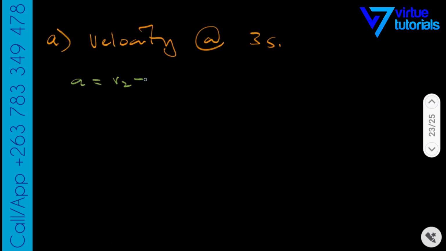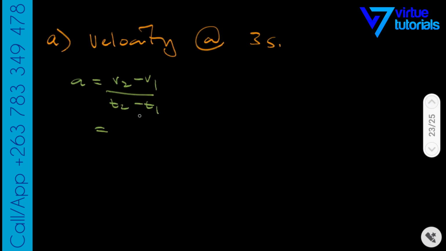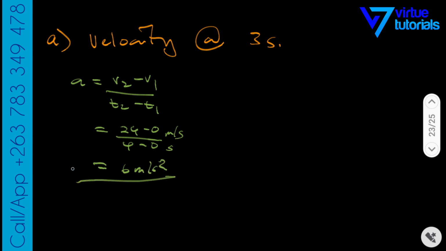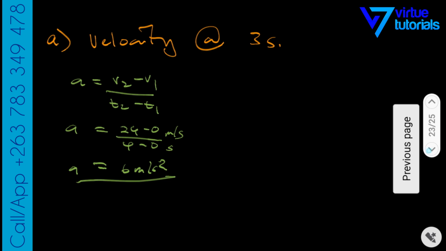A is equal to V2 minus V1 over T2 minus T1, which is our change in velocity over change in time: 24 minus 0 over 4 minus 0. That's meters per second over seconds, which is going to give you 6 meters per second squared. So for that region, acceleration is 6 meters per second squared. What does that mean? It means that speed increases by 6 every second.